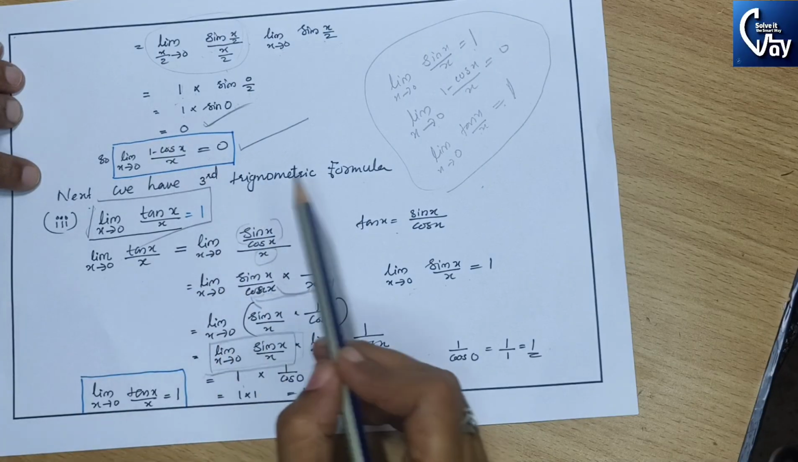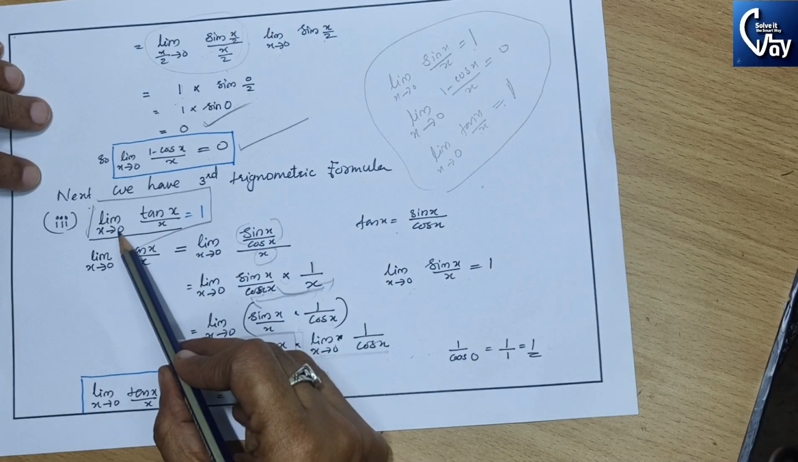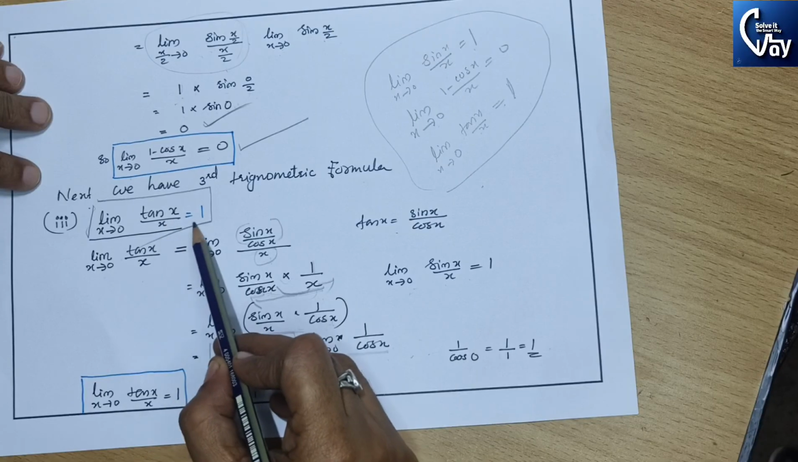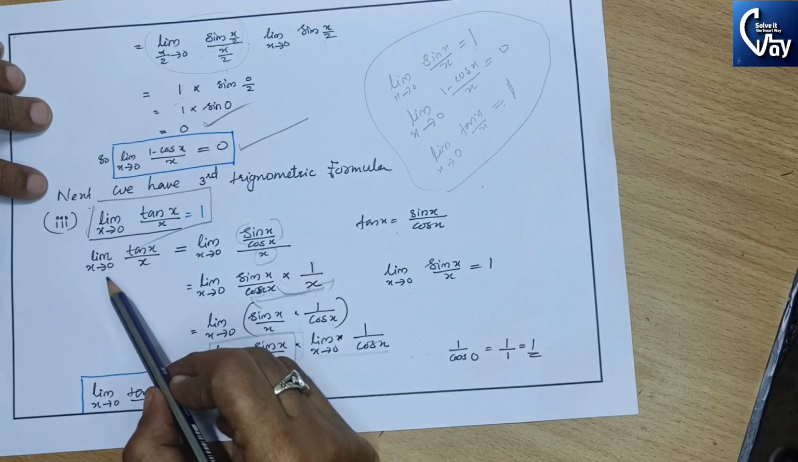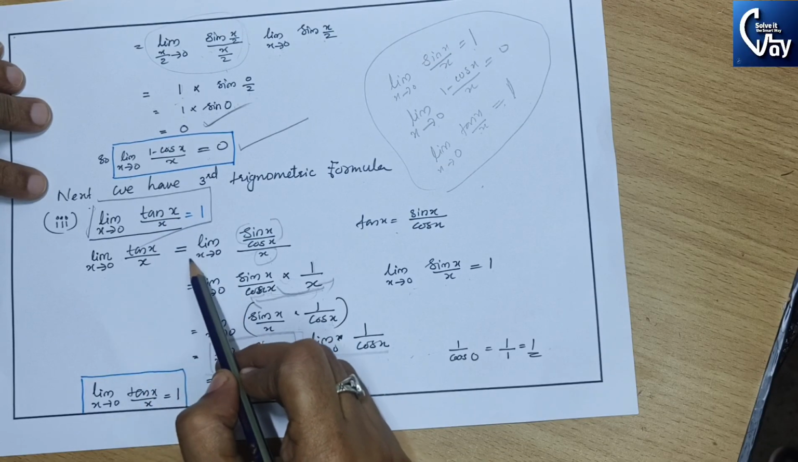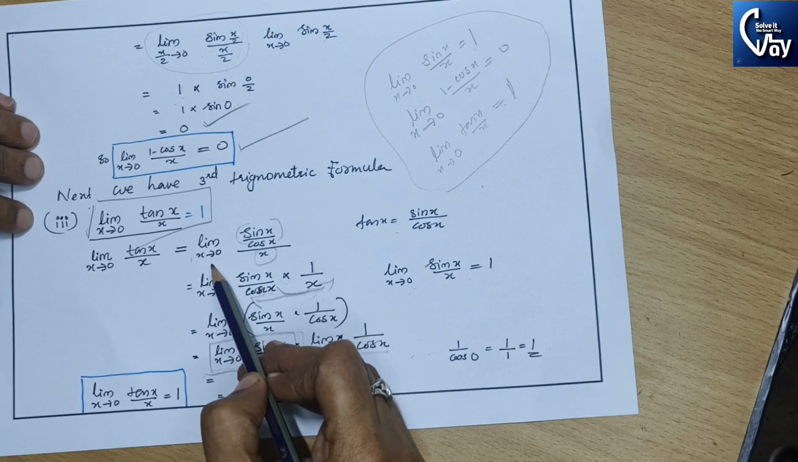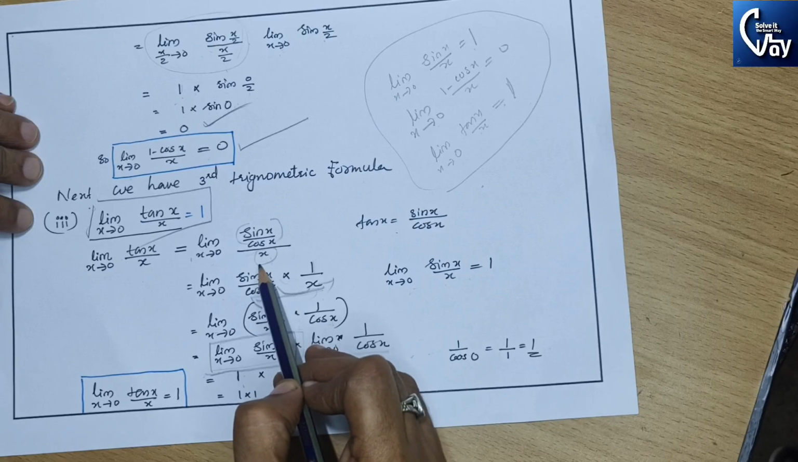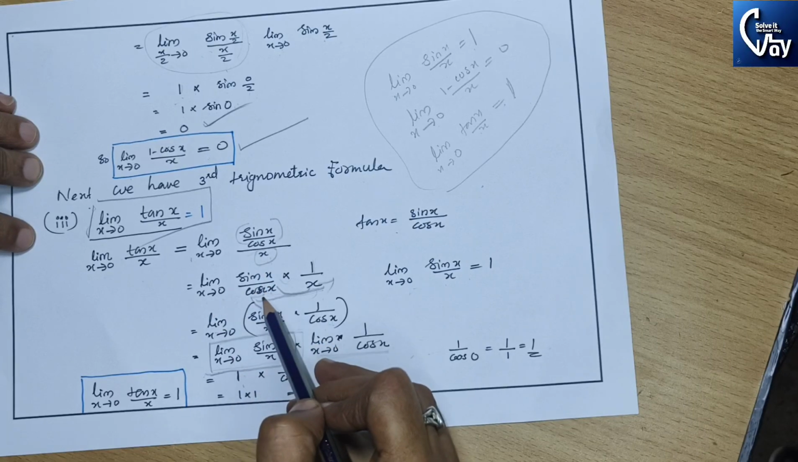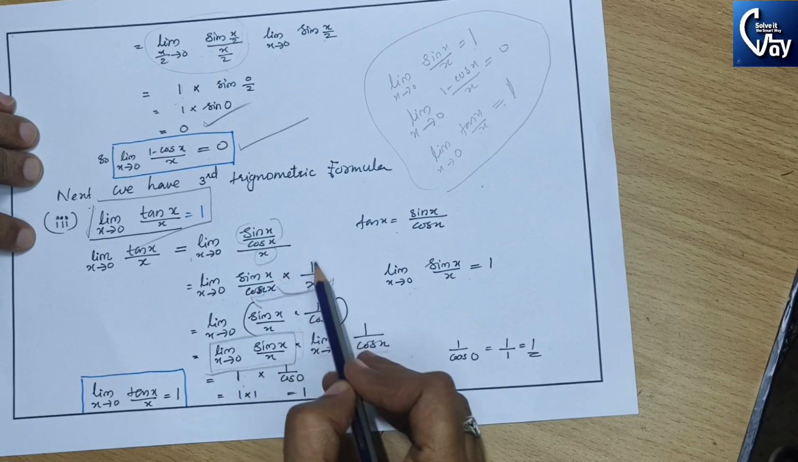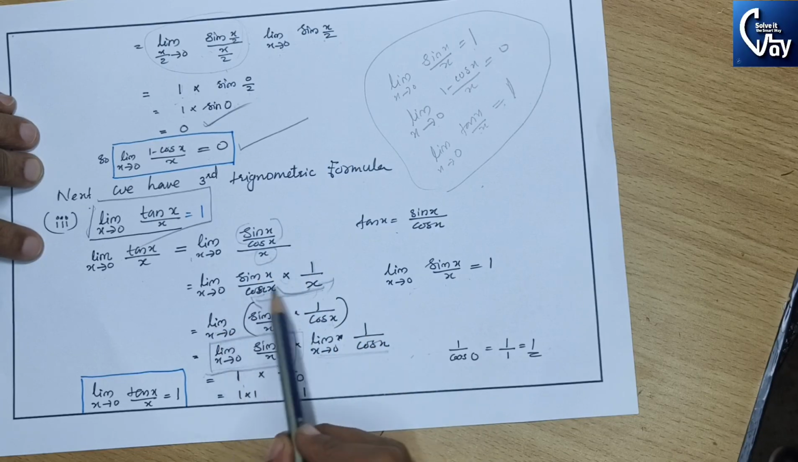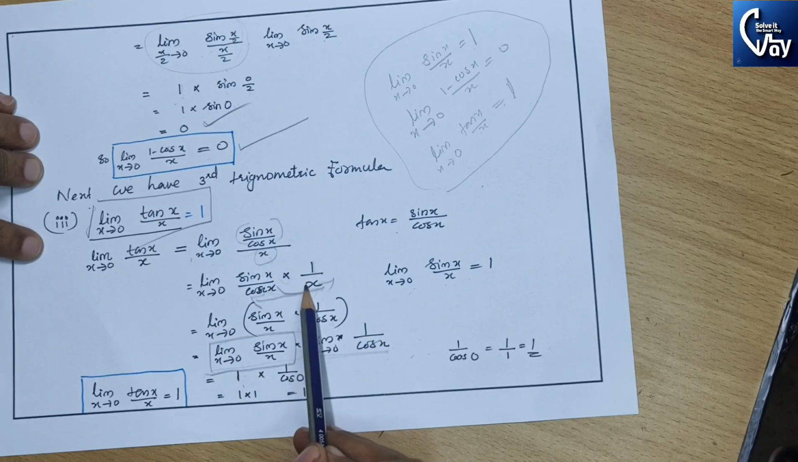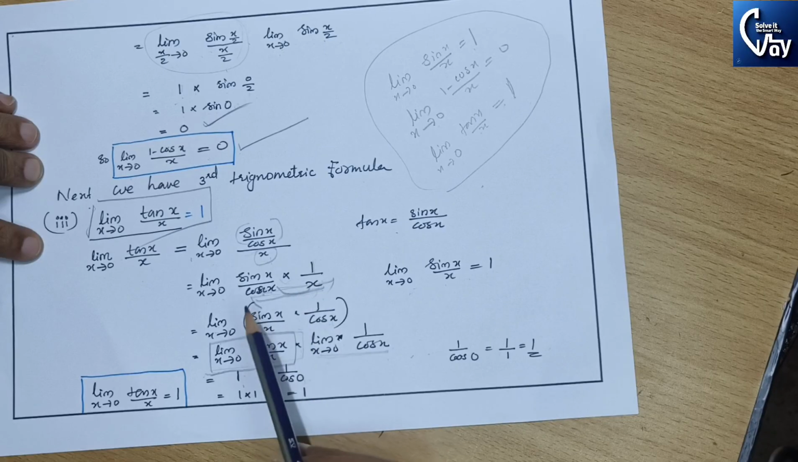Next, we have the third trigonometric formula. Limit x approaching 0 of tan x by x is equal to 1. So limit x approaching 0 of tan x by x equals limit x approaching 0 of, instead of tan x, we write sin x by cos x, by x. Limit x approaching 0 of sin x by cos x into 1 by x. This x can be written as 1 by x. So here we write x here and cos x here. So limit x approaching 0 of sin x by x into 1 by cos x.